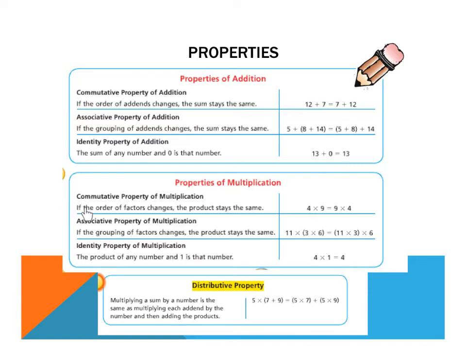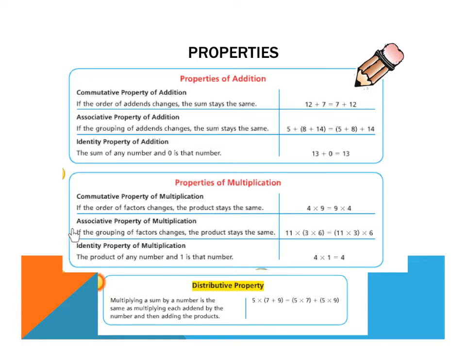First, the commutative property of multiplication. Just like addition, it's the order that changes. So if the order of the factors changes, the product stays the same. It doesn't matter if we have 4 times 9 or 9 times 4. The answer, or the product, is still going to be 36.